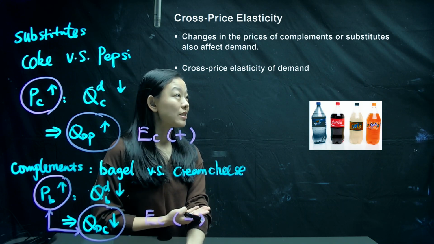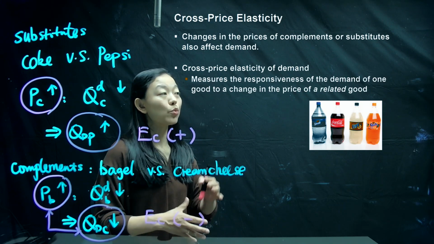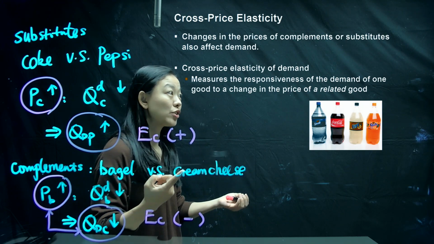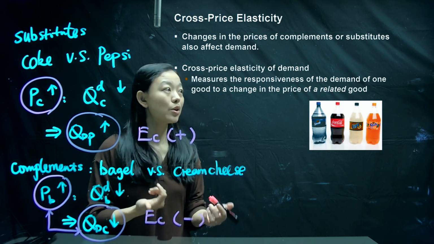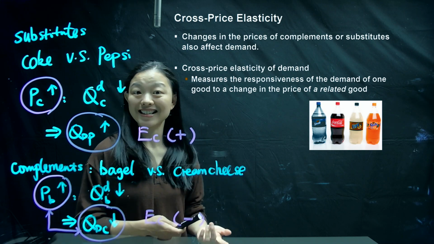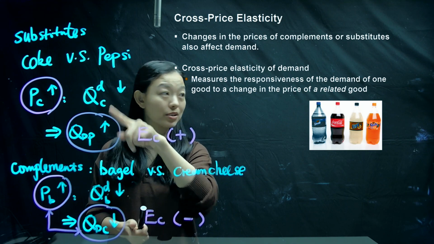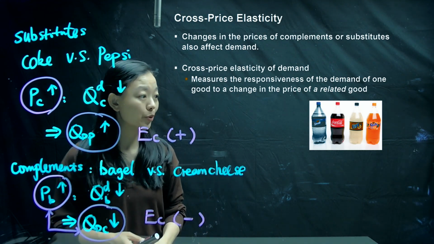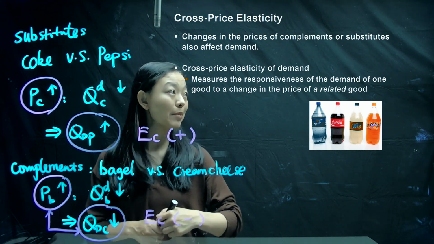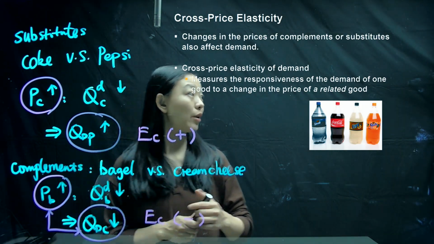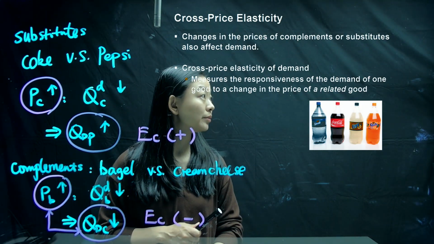So cross-price elasticity of demand measures the responsiveness of the demand for one good to a change in the price of a related good. So how can we compute the cross-price elasticity? We already know the sign here will tell us the relation between these two goods, but how do we compute the cross-price elasticity? Let me show you the example. Let me show you the formulas here. So I will write down the formula here.